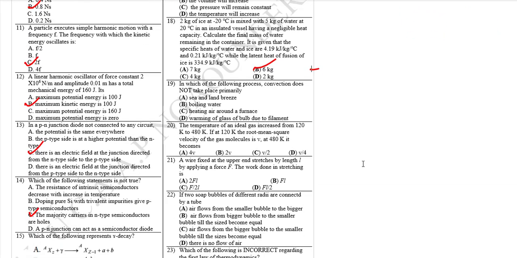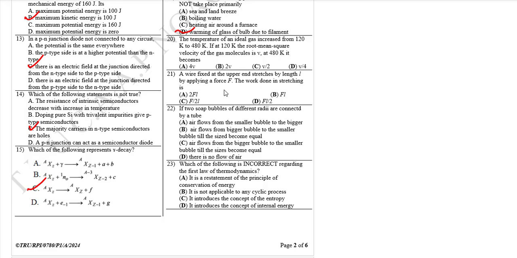Okay, question number 19. In which of the following processes does convection not take place primarily? Now let's follow it keenly. Now the first, sea and land breeze. So convection is a sort of heat transfer which occurs in fluids, so that's air and liquids. So sea and land breeze, convection occurs. Boiling water, convection occurs. Heating air, convection occurs. But warming of a glass bulb, convection does not occur there primarily. So the correct answer is D.